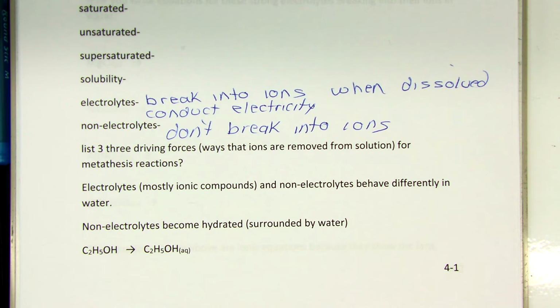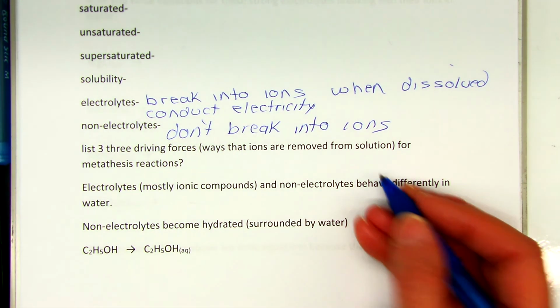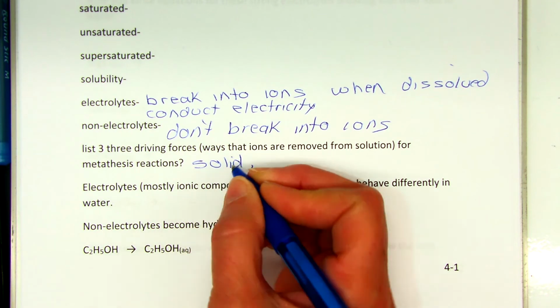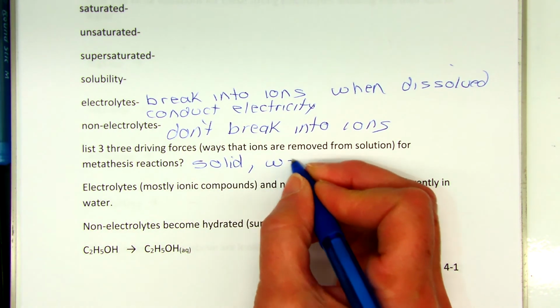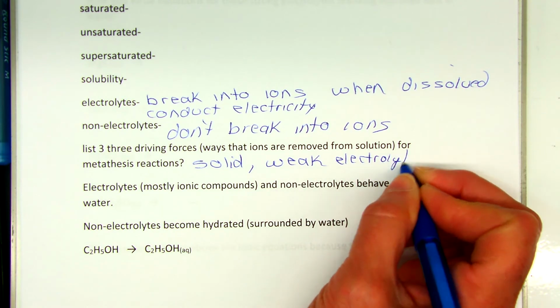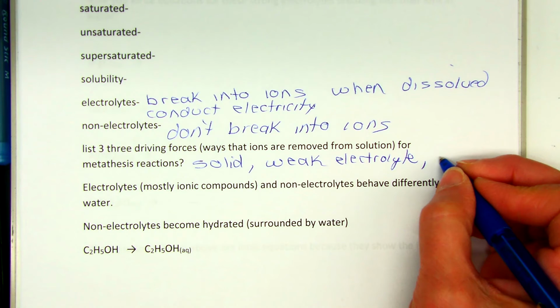You make a solid, a weak electrolyte, or a gas. Does that sound familiar from reading? Okay, you wouldn't know this from anywhere else. This is not something that's typically discussed in introductory chemistry. They talk about double replacement reactions and they say they trade partners, but they don't really push about the 3 driving forces. So the 3 ways you can remove ions from solution are to make a solid, we call that a precipitate, to make a weak electrolyte, often it's water, but it could be a weak acid or a weak base, and to make a gas.